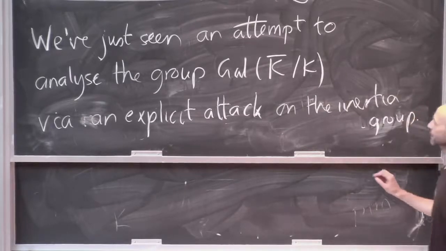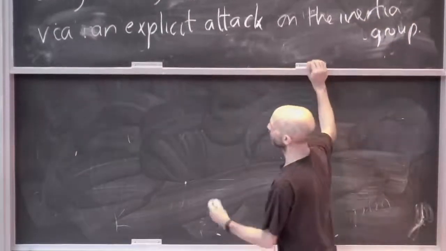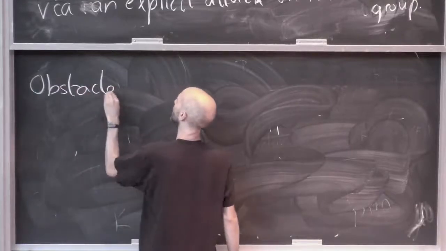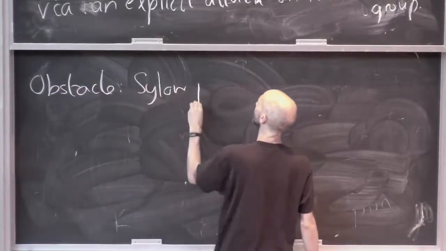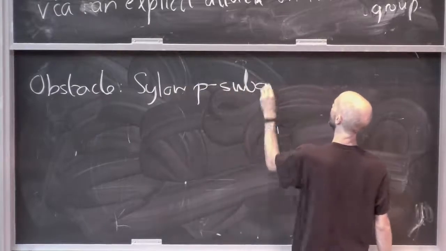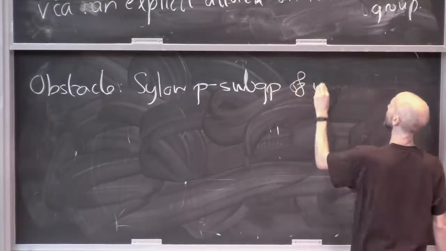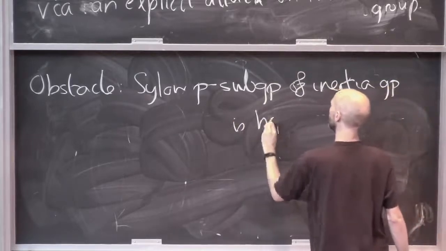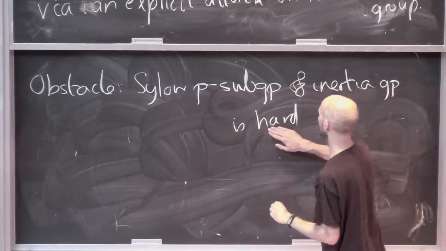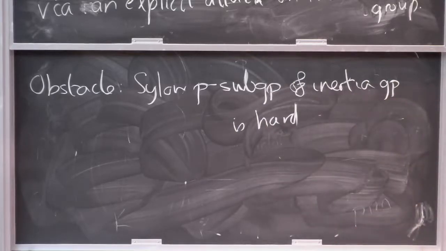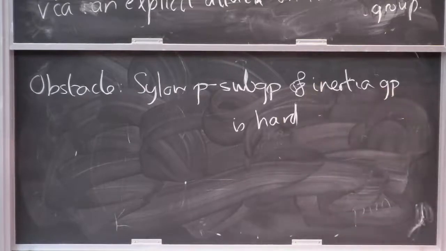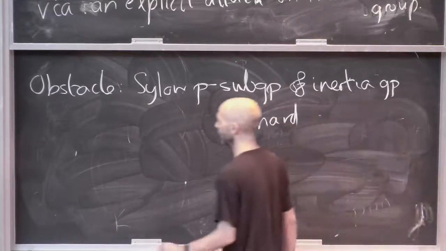So the obstacle you run into is that the Sylow p-subgroup of the inertia group is hard, right? I think there are people that somehow claim to be able to write down generators and relations for this thing, but I've never looked at the details. So here's another approach.